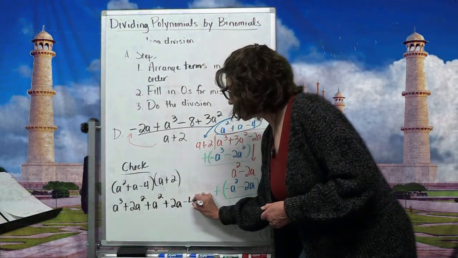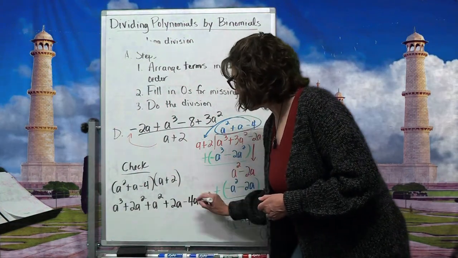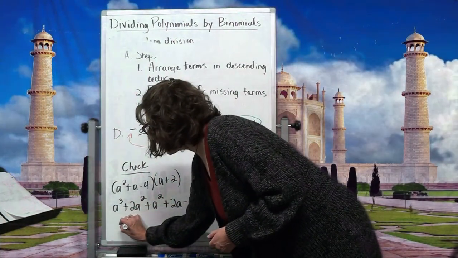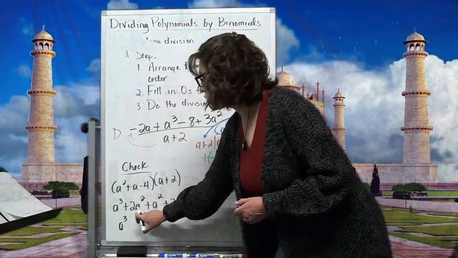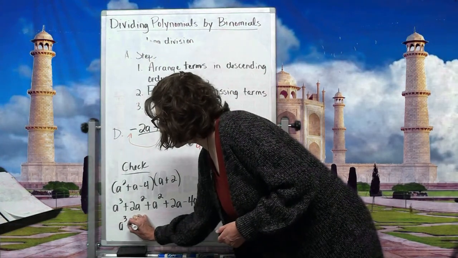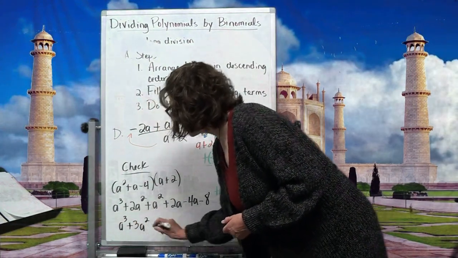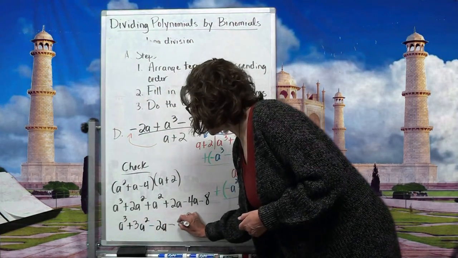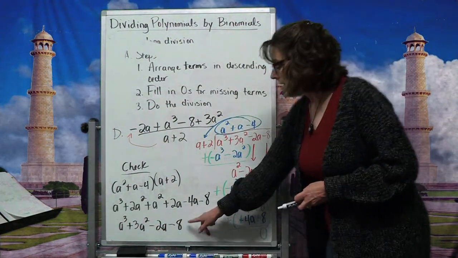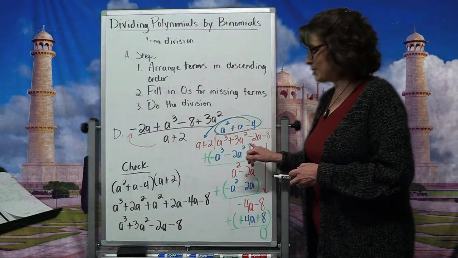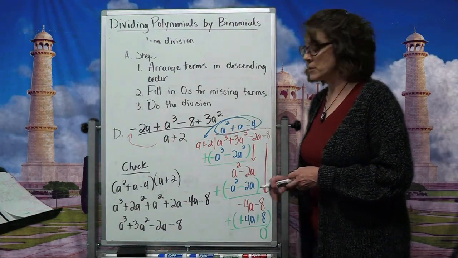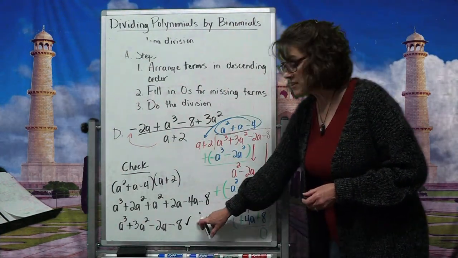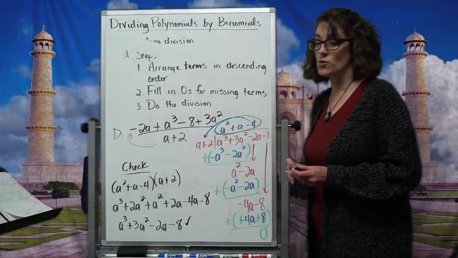-4 times a is a -4a. And -4 times 2 is a -8. And now I'm ready to combine up my like terms. There's no other a to the thirds, but this 2a squared combines with the a squared to be a 3a squared. The 2a combines with the -4a to be a -2a. And this -8 doesn't combine with anything. Is that the divisor, or the dividend, I'm sorry, the dividend that you had underneath? Absolutely. Which means it's what we had up there as well. Keeping in mind, this is not the answer, that's the check. The answer sits right here as the quotient.